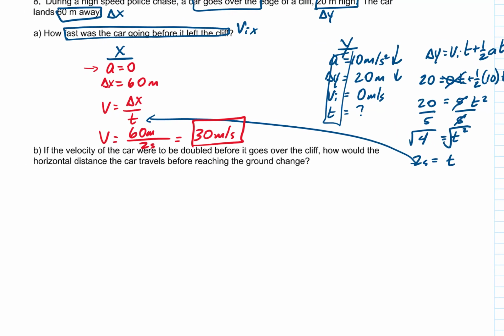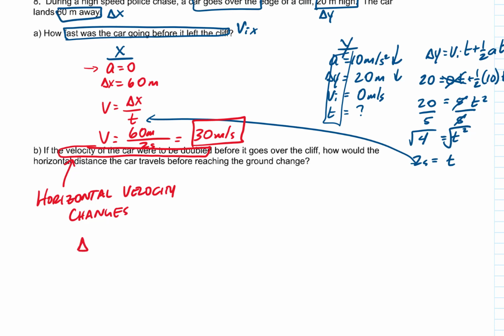So if the velocity of the car were to be doubled before it goes over the cliff, how does the horizontal distance the car travels before reaching the ground change? So this is what's going to happen. The velocity of the car is doubled, so the horizontal velocity changes. If we look at delta x is velocity times time, and at our little expression, velocity is equal to delta x over time, we're going to multiply the velocity by 2. We're going to double that.